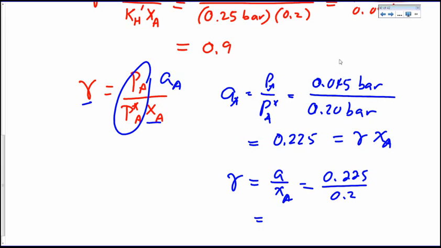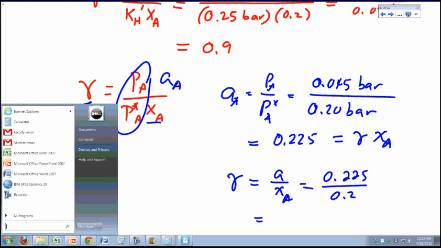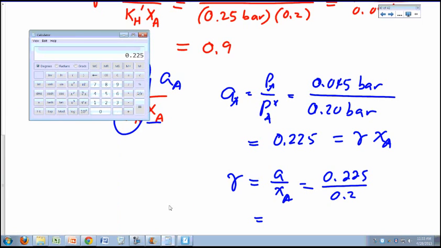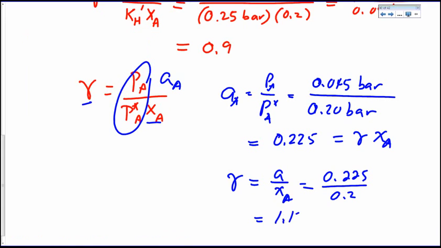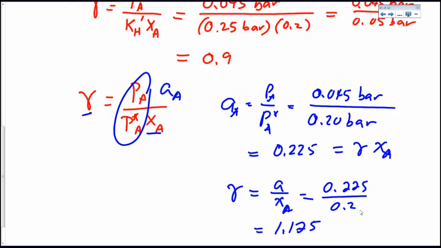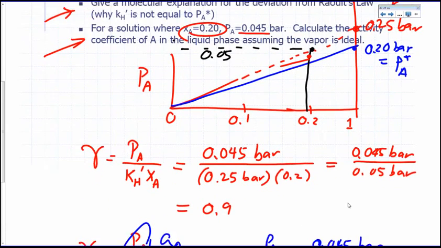So that is, let's see, 0.225 divided by 0.2 is going to be 1.125. Okay, so that's your activity coefficient if you were to use Raoult's law as your basis, as your standard state, pure A with a vapor pressure of P star A.